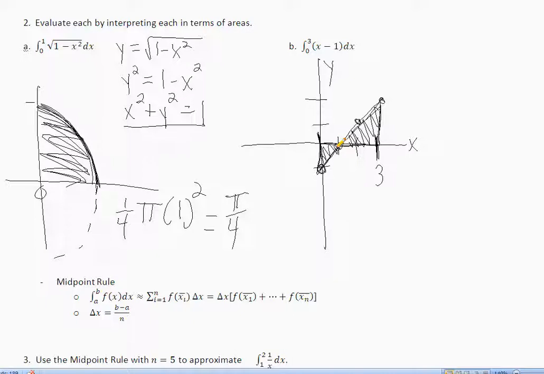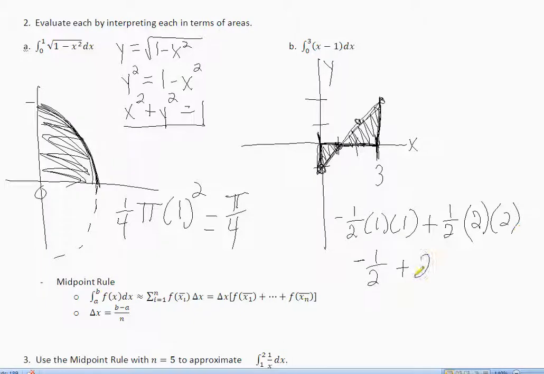Well, these are just triangles, 1/2 base times height. So the little one that's below is 1 by 1. So it would be 1/2 times 1 times 1, which is just 1/2. That's going to be negative because it's below. I'm adding the area above, which is 1/2, the base is 2, the height is 2. So 1/2 times 2 times 2, which is 2. So my final answer is 1.5. So basically this area right here is 1.5.